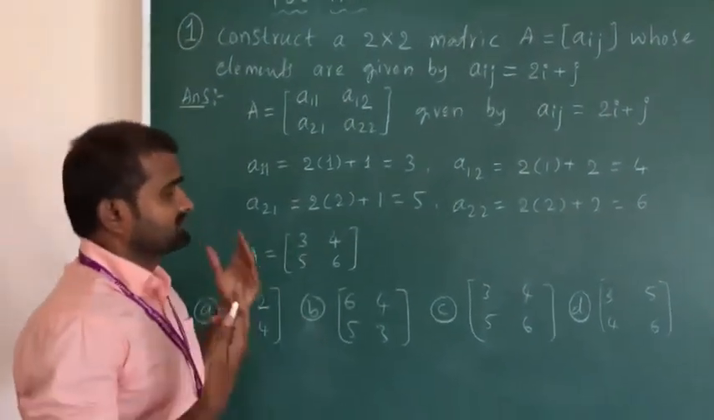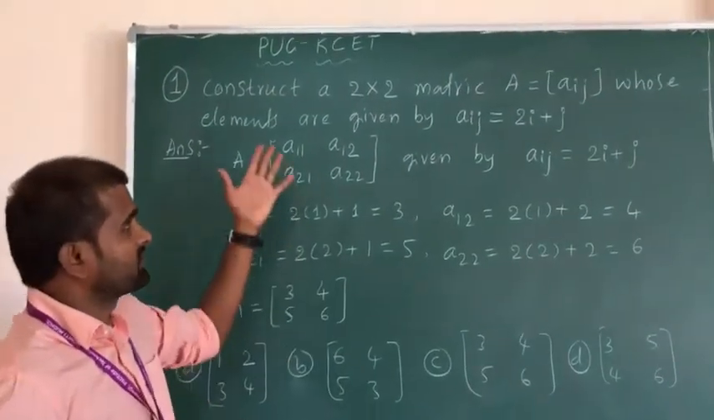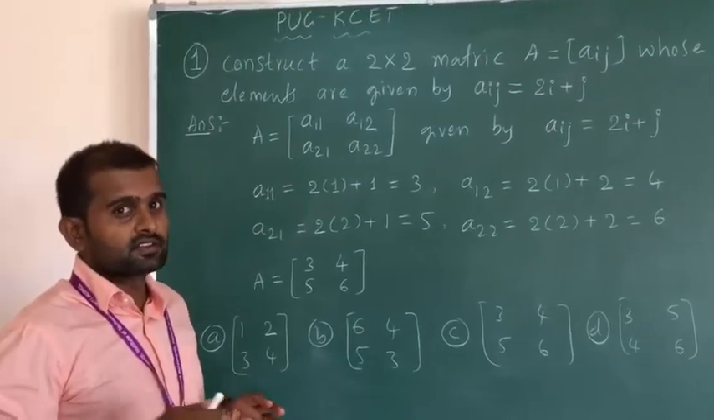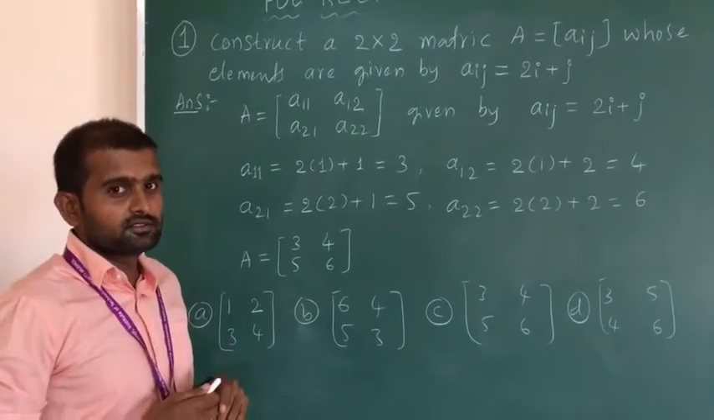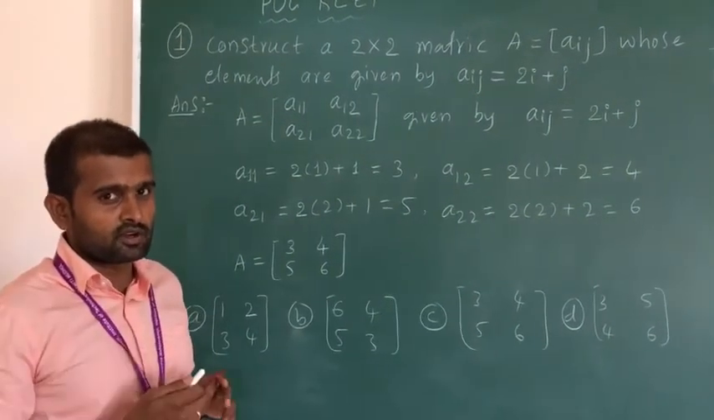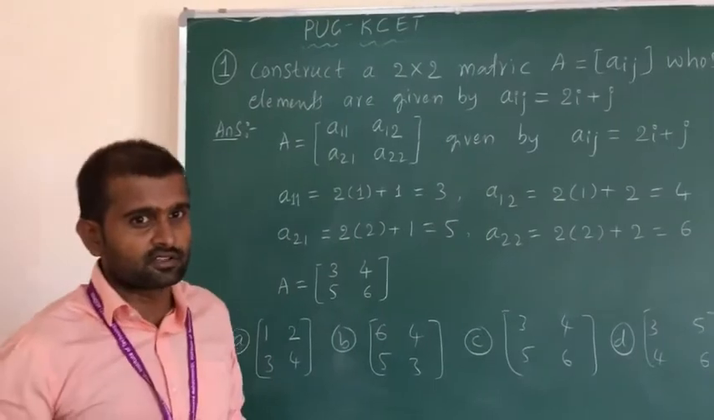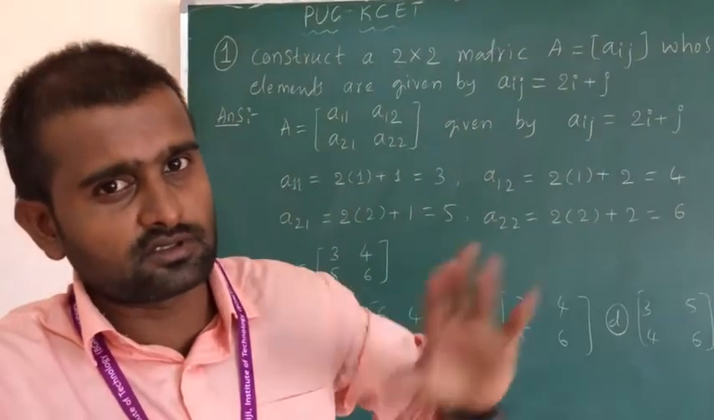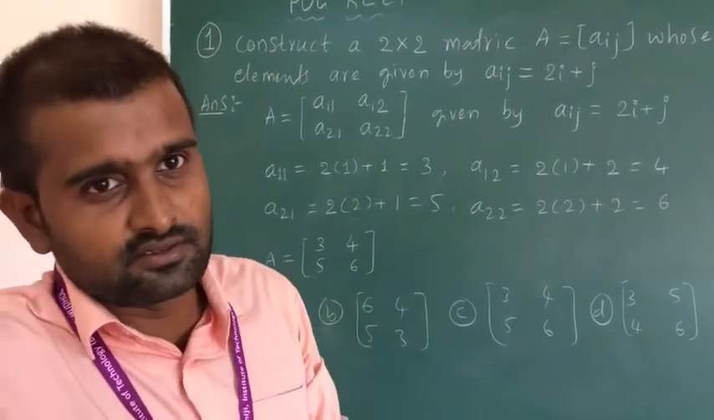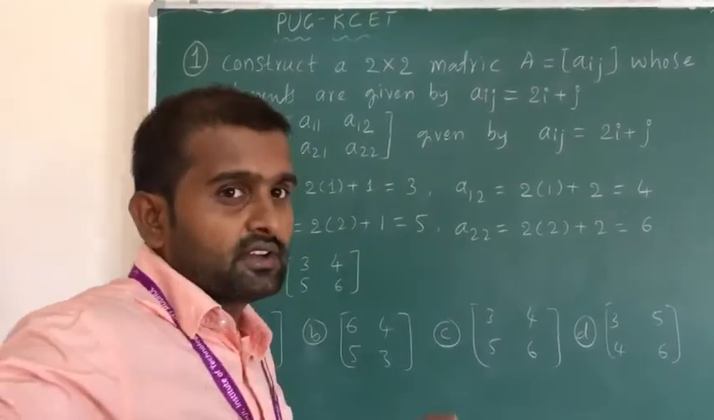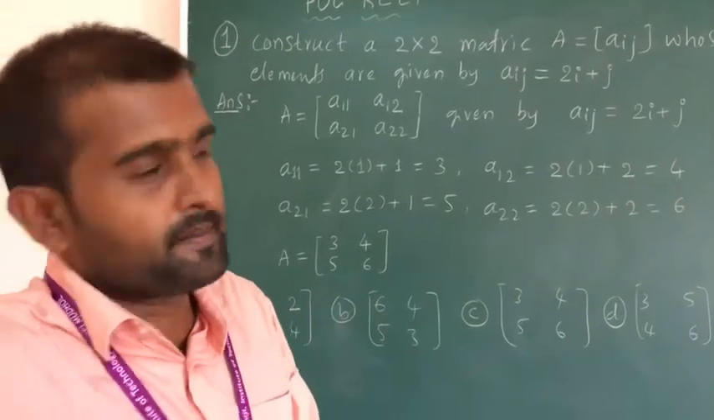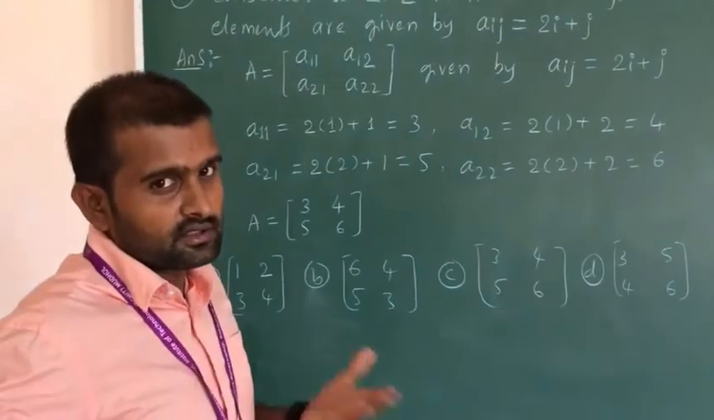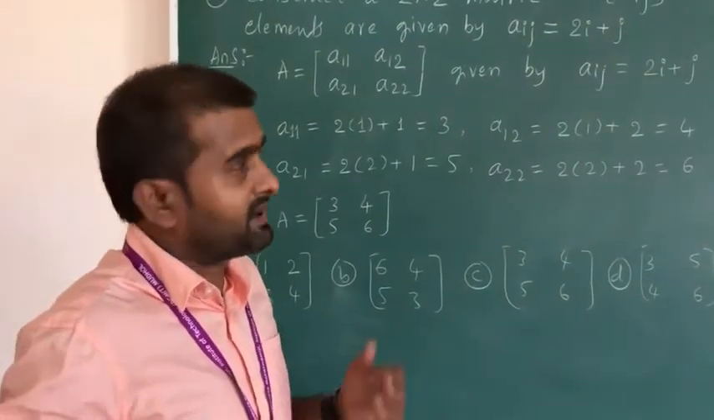Of course, in the main examination they will ask like this: they will give Aij and ask you to construct A. The order of the matrix will be 2 cross 2 or 3 cross 3. They will ask up to 3 cross 3; after 3 cross 3 they never ask to construct a matrix. So once you know the procedure, you can construct any matrix.